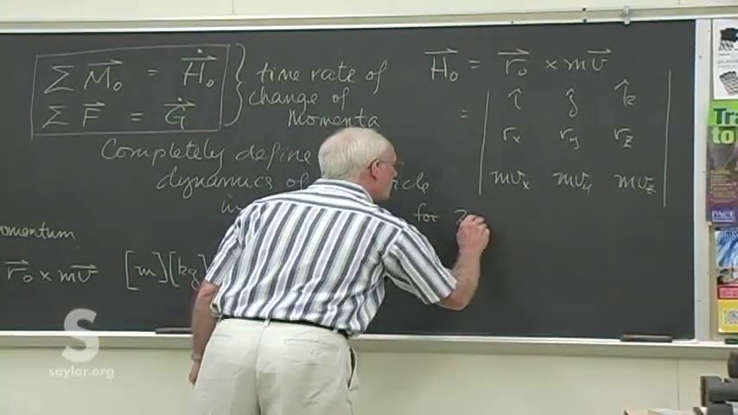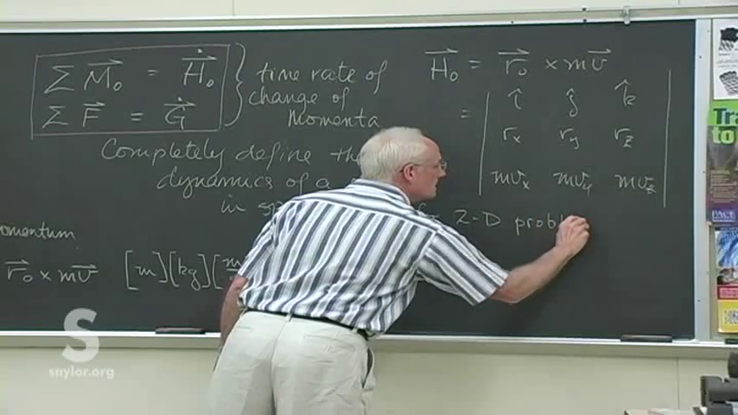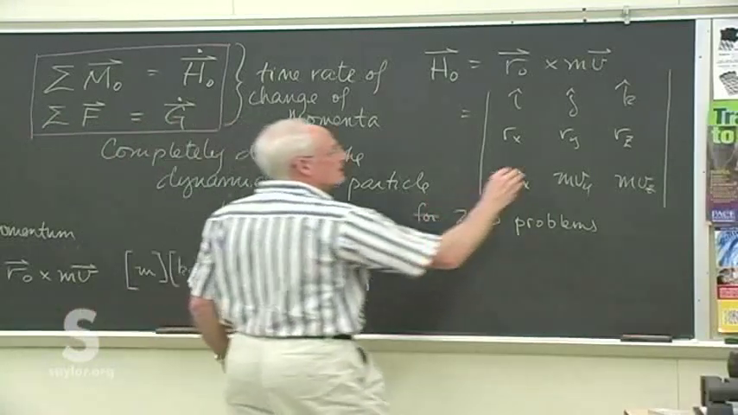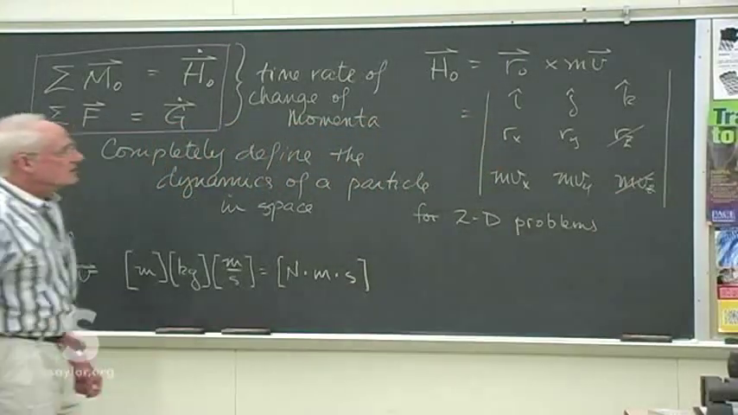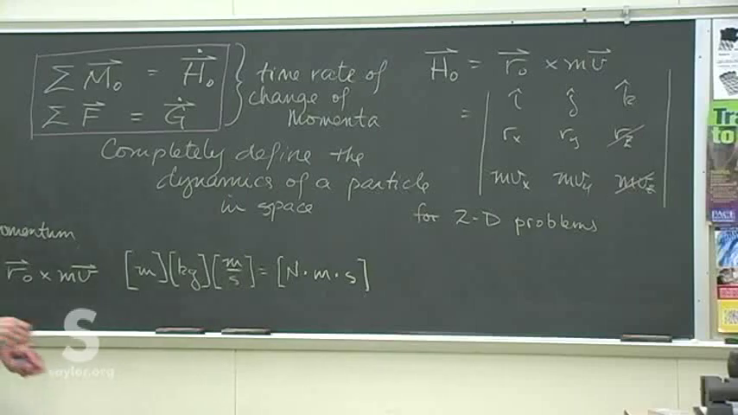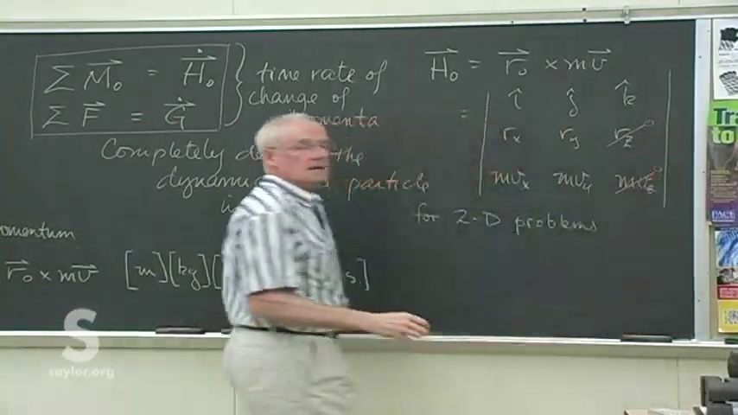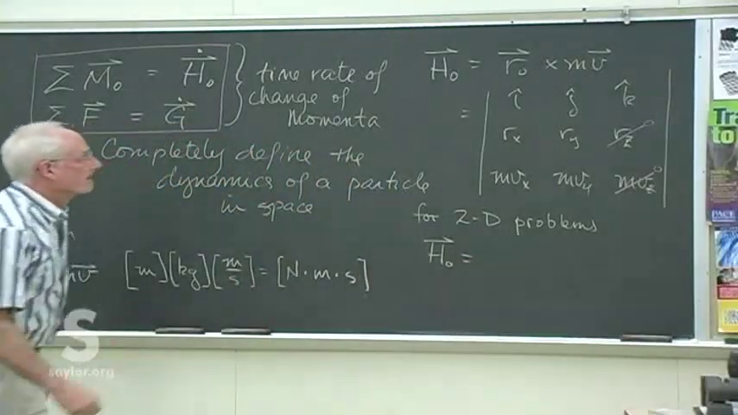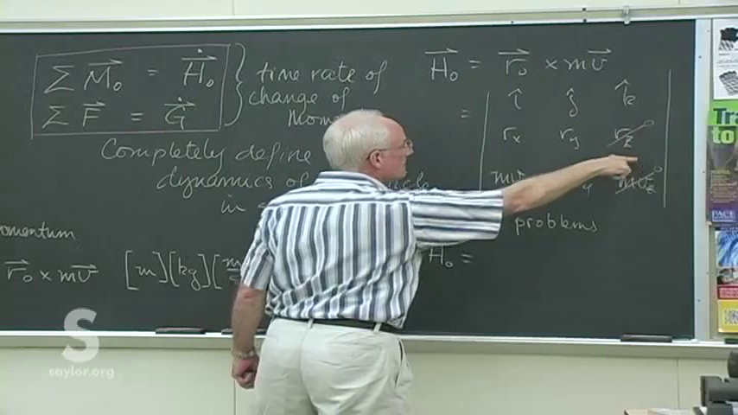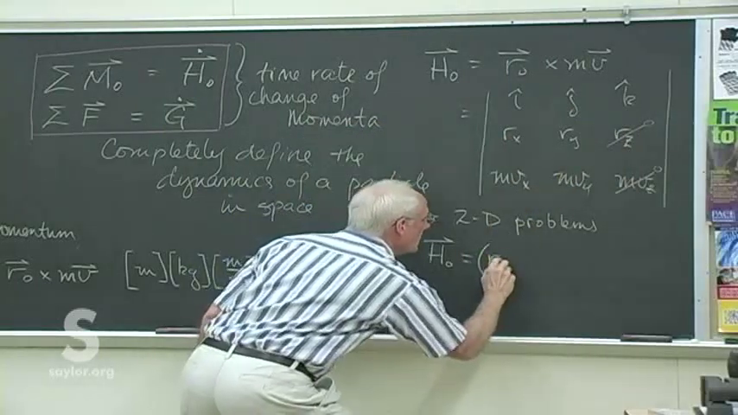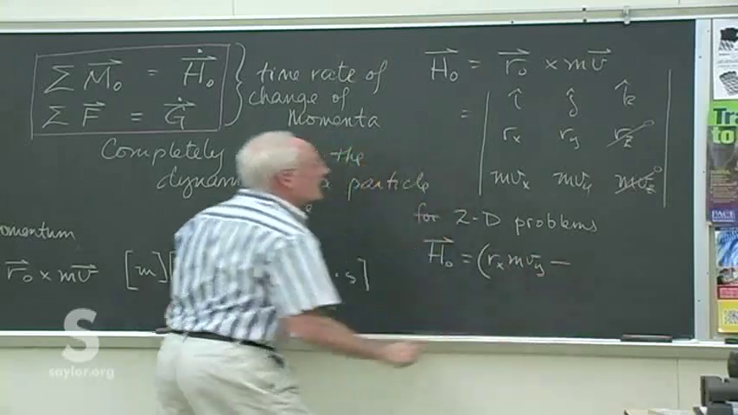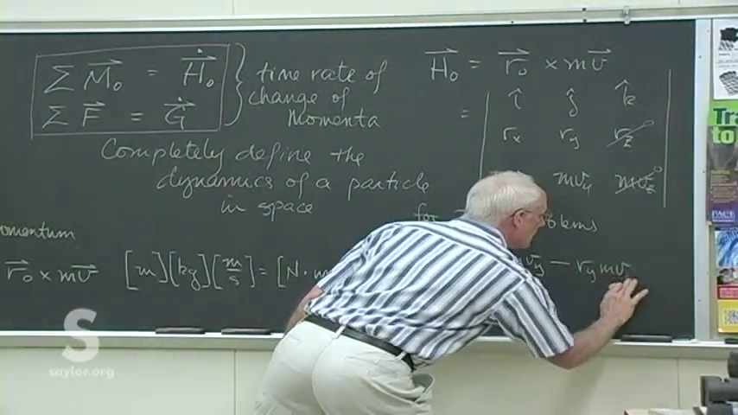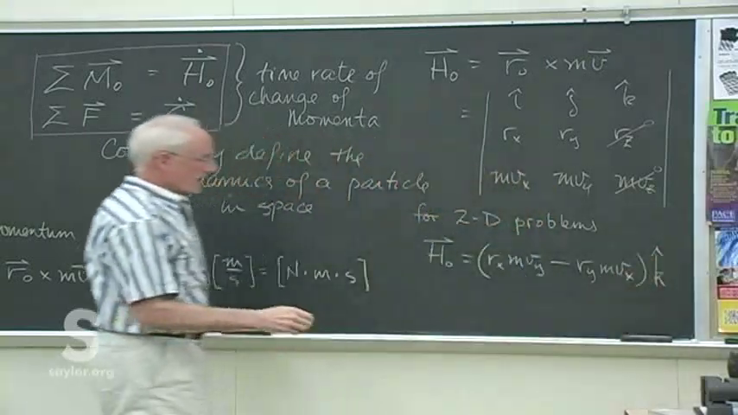Interesting to look at for 2D problems, which is where we spend the bulk of our time. For 2D problems, then there is no z component for either term, which automatically makes the other two components of the cross product zero, and leaves you then with just the k component, which is r_x m v_y minus, remember we do the cross product with the minus in between, r_y m v_x, in the k direction.